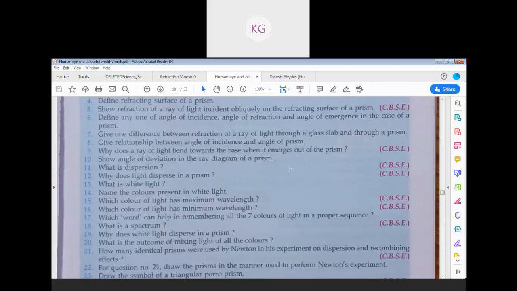Okay. Which color of light has maximum wavelength? Red. Which color of light has minimum wavelength? Violet. How many identical prisms were used by Newton in his experiment on dispersion and recombining effects? Two.